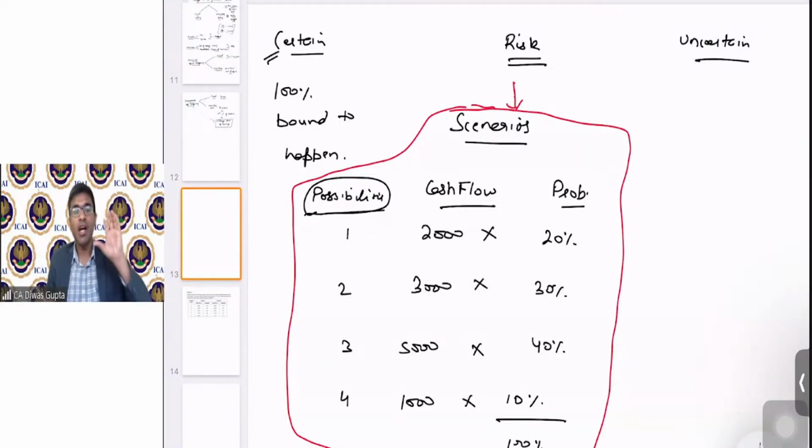In certain situations, we are actually aware that this much is 100% bound to happen. There is no different possibility. We know that rent has to be paid 10,000 per month as per the agreement. This is a certain cash flow. For every month, 10,000 will be in cash outflow. But risk, we don't know how much sales we are going to clock. But we have possibility scenarios. In the first possibility, there is a 20% chance we will clock 2000 rupees of sales. In the second possibility, there is a 30% chance we will clock 3000 rupees of sales. You're getting my point.